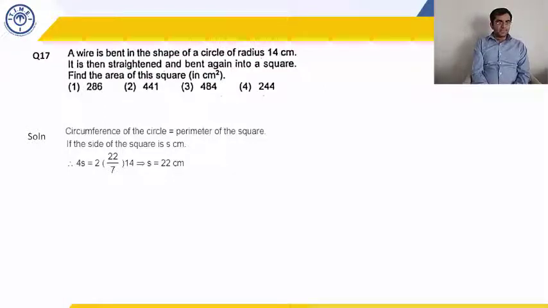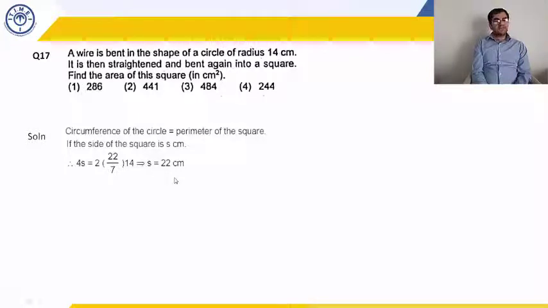So the perimeter of a circle is 2 pi r, and the perimeter of the square is 4 times the side of the square. And I equate, you get the side of the square as 22 centimeters. For S equal to 2 into pi into r, implies 4 will get cancelled out, this 2 will get cancelled out, and this will become 11. So, and 14 divided by 7 becomes 2. So 11 into 2 becomes 22 centimeters.